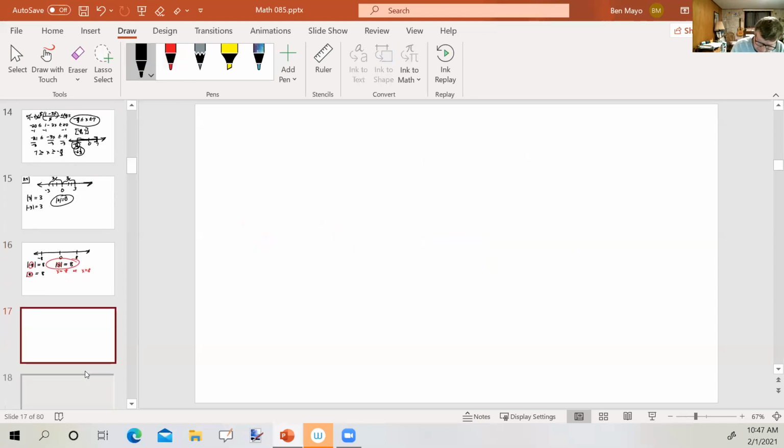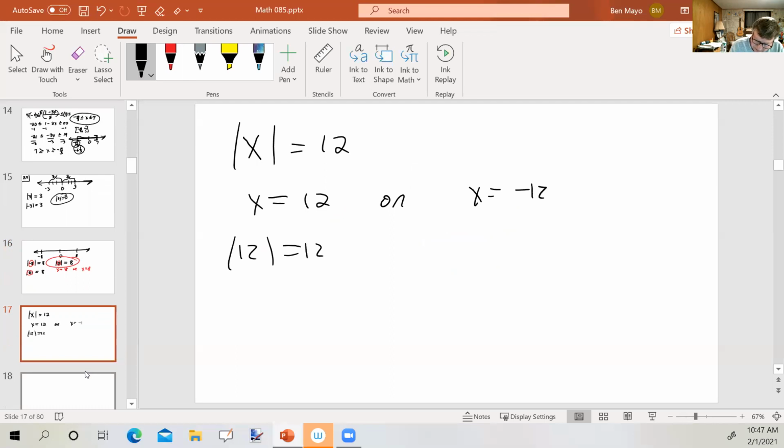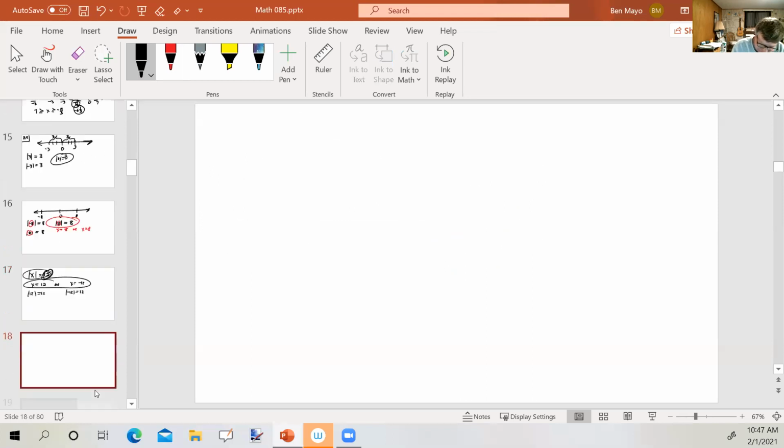Okay. Let's say I want the absolute value of x equals 12. Well, can you see that if x was 12, this would be true because the absolute value of 12 is 12. Or x could be -12 because the absolute value of -12 is also 12. So for this equation, there are 2 solutions. x is what's outside or the opposite of what's outside, 12 or -12. Again, any questions there? All right.